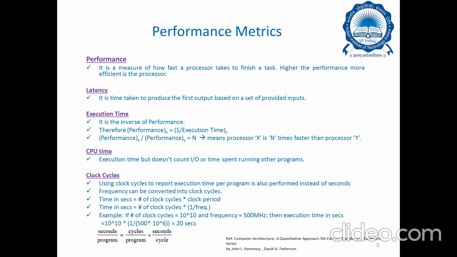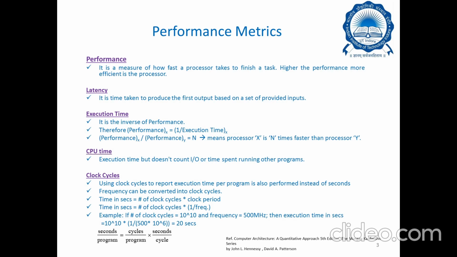Number of seconds per clock cycle is just the inverse of number of cycles per second, which is how we define frequency. So the clock period is the inverse of frequency. So time in seconds equals the number of clock cycles multiplied by the clock period, which is the clock duration. So time in seconds equals number of clock cycles times 1 over frequency.